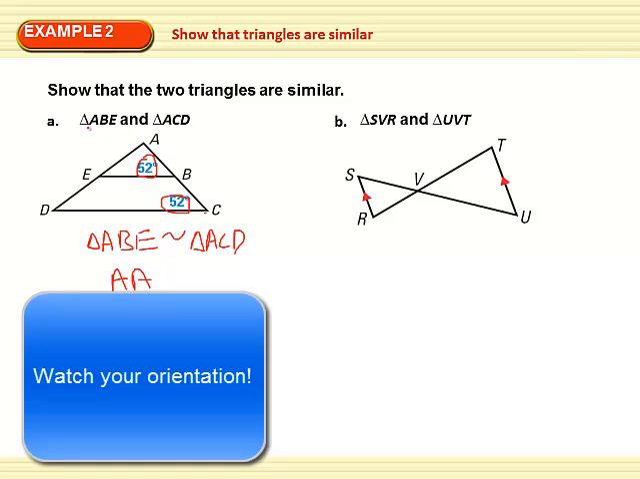What do both triangles, ABE and ACD, have in common? They have angle A in common. So by the reflexive property, angle A is congruent to itself. You can again state, by angle-angle, that the two triangles are similar. So there are two different ways.